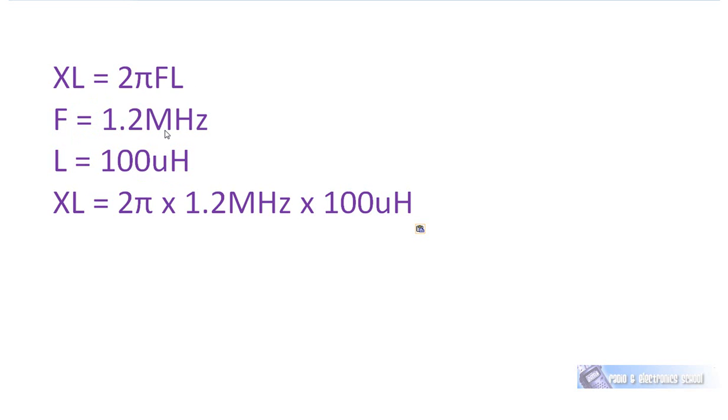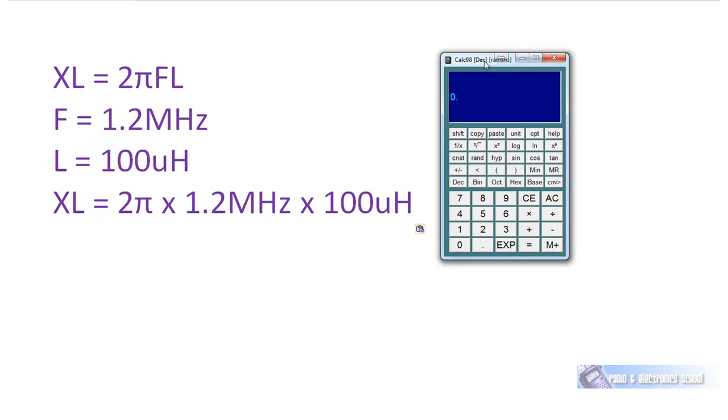That's 1.2 exponent 10 to the power 6, and L equals 100 microhenries, which is 10 to the minus 6. So it's 1.2 10 to the power 6 for mega, 100 by 10 to the minus 6 for micro, and the equation becomes XL equals 2 pi by 1.2 megahertz by 100 microhenries. Now let me show you how I would do that on the calculator.